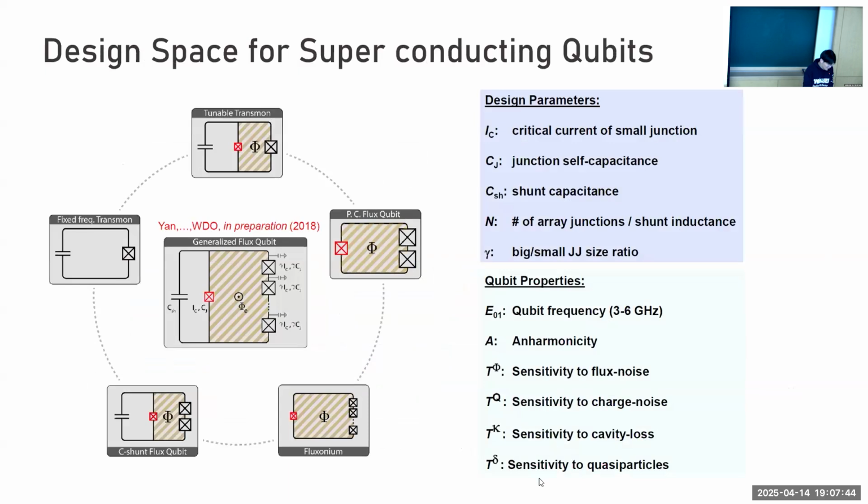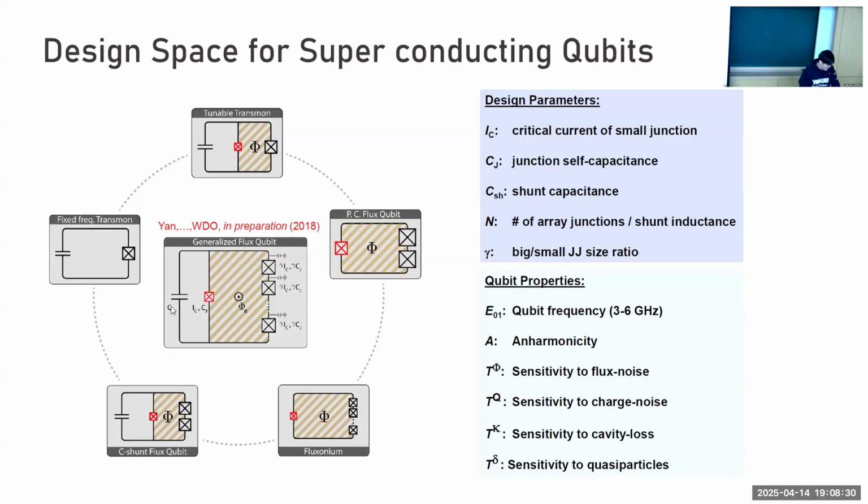So there are many design spaces for superconducting qubits, like the tunable transmon, flux qubit, fluxonium, C-shunt flux qubit, and fixed frequency transmon. I will explain these transmon qubits later. We can explain these five models with one model: we can model these qubits with just one junction here and many other junctions on the right side.